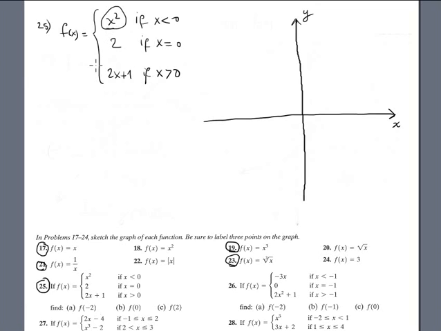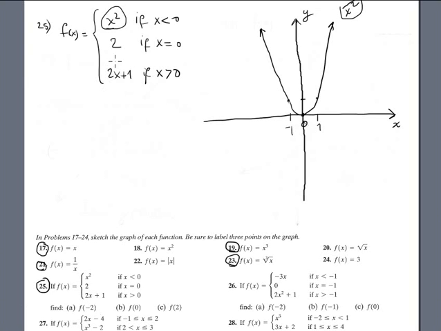Okay, the first piece is the parabola. The parabola has points (0, 0), (-1, 1), and (1, 1). So the parabola looks like that. Okay, so this is the parabola. Of course, symmetric with respect to the y-axis. This is the x squared function, okay, it's the first piece.